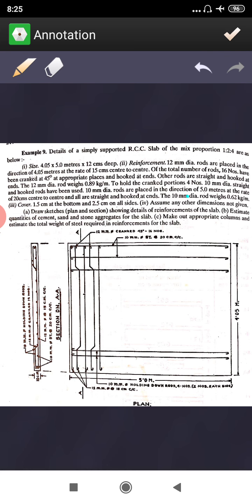To hold the cranked portion, 4 numbers of 10 mm dia straight and hooked rods have been used. 4 numbers, 2 numbers on each side they have given. 10 mm dia rods are placed in the direction of 5 meter at the rate of 20 centimeter center to center.